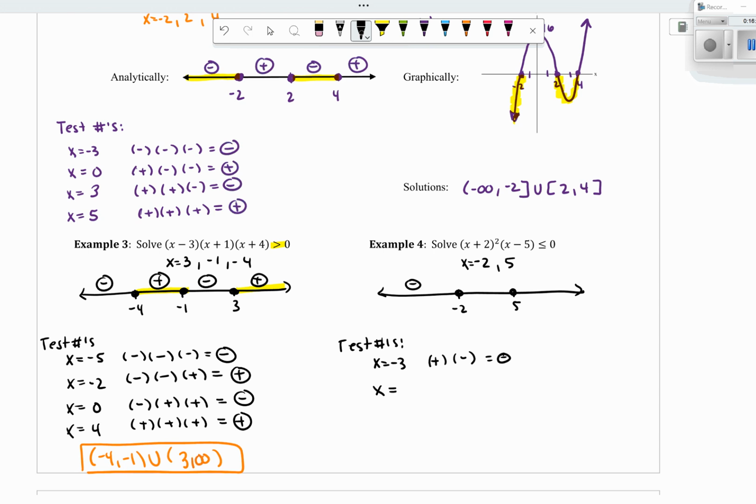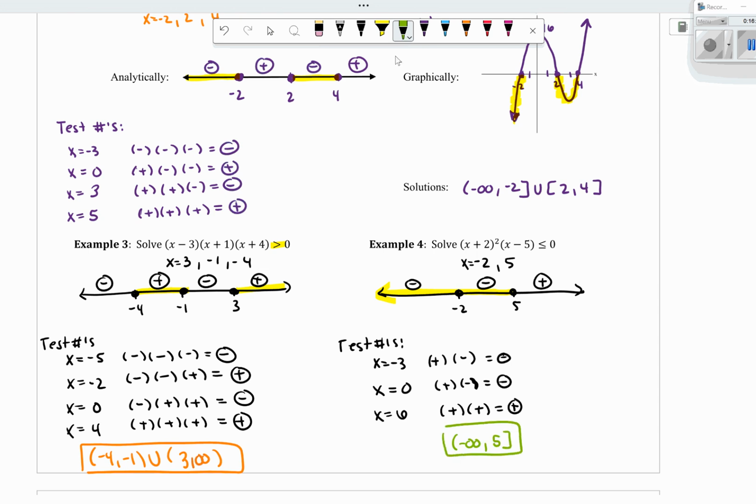And in between -2 and 5 would be 0. So 0 plus 2 squared is going to be positive. 0 minus 5 is negative. And so that's going to give us a negative answer. And then x equals 6. We have 6 plus 2 squared is positive. 6 minus 5 is positive, so that is positive. And we want values that are less than or equal to 0. So because we can be equal to, we can just say that this is the interval from -infinity to 5 bracket.